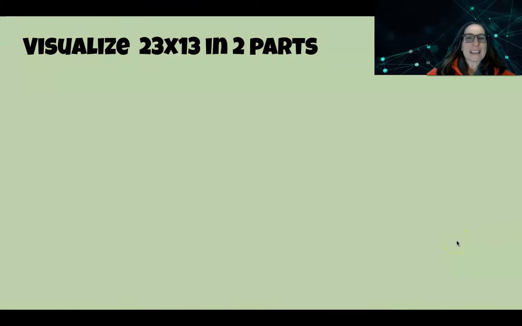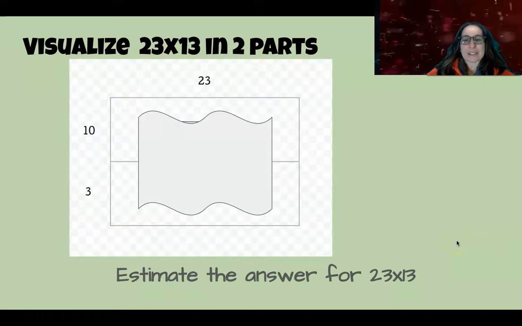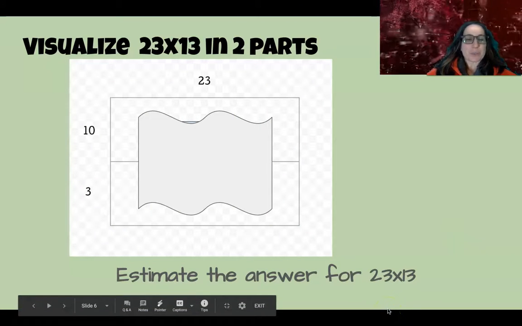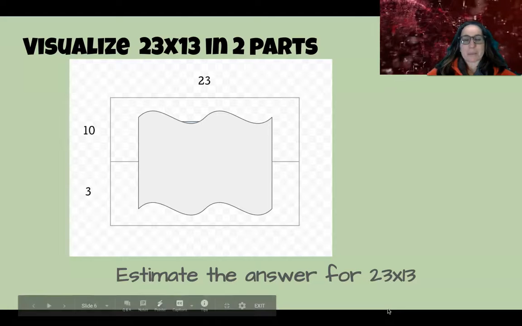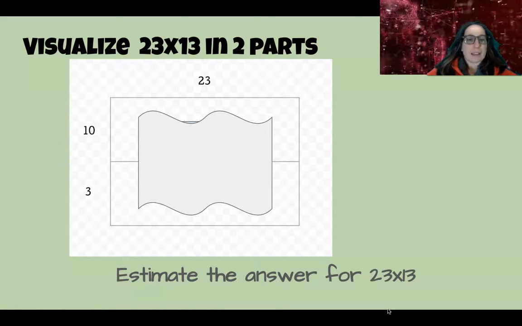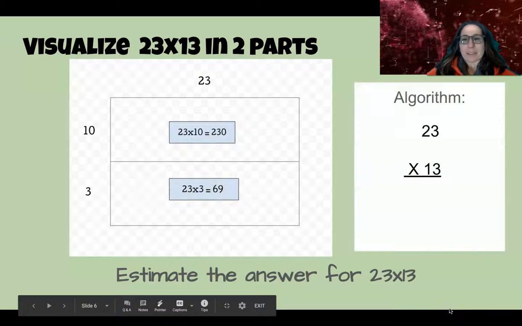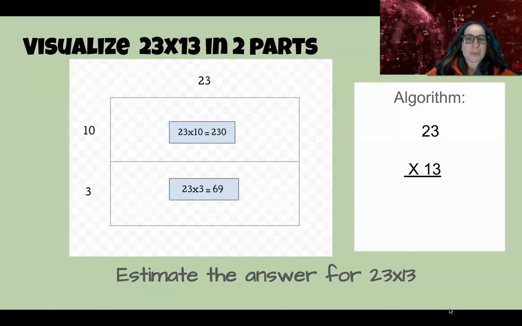Let's do one more together. We're going to visualize 23 times 13, and we're going to look at it in 2 parts. Let's estimate the answer first. We always want to know if our answer is in the ballpark of our estimate. 23 times 10, possibly. 20 times 10 would at least get us close. We're going to look at it in 2 parts, and let's do the bow tie again.